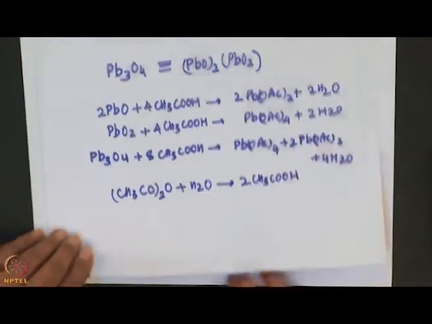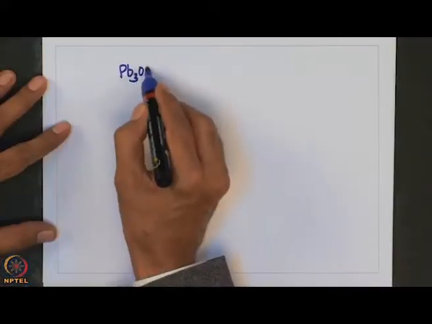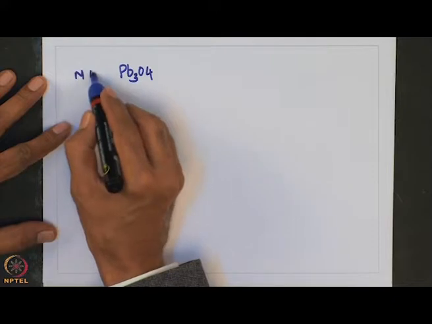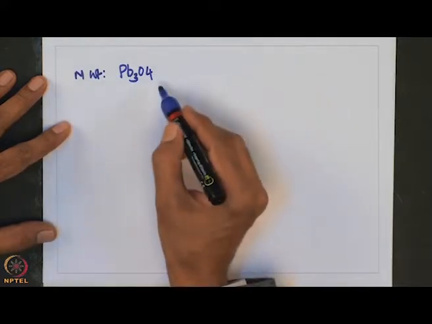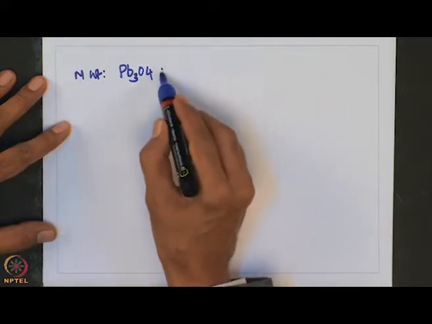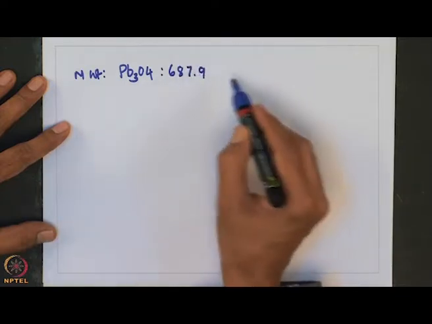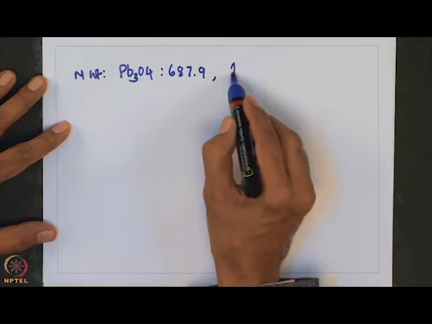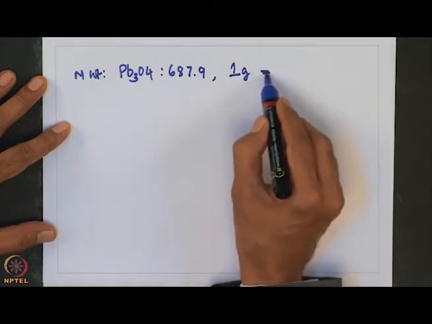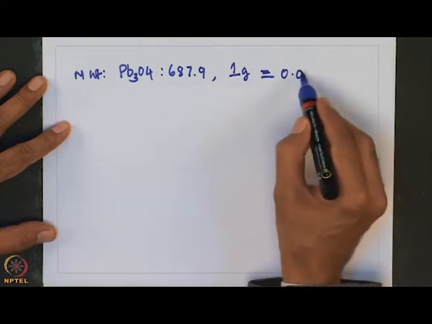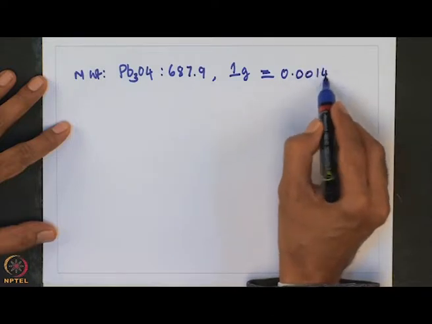Okay. So, now calculate the molecular weight. The molecular weight of Pb3O4 is essentially 687.9. So, that means if we consider 1 gram, that is equivalent to 0.0014 mole.